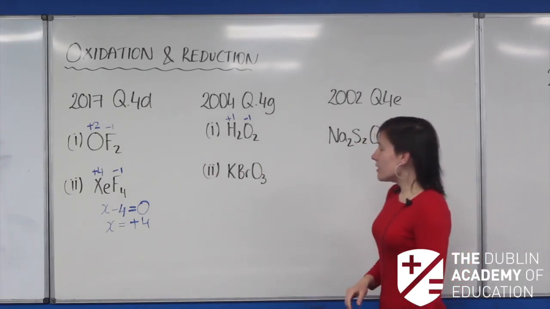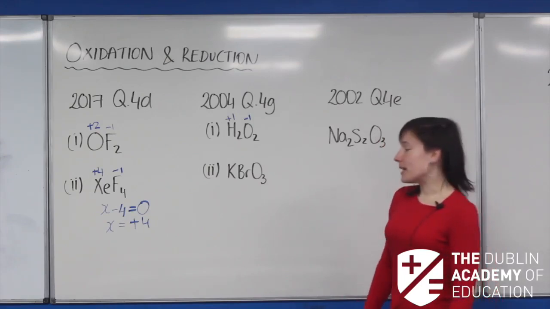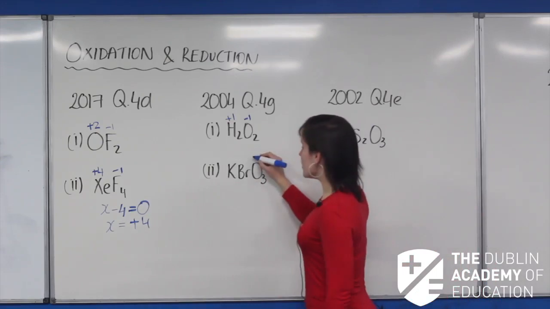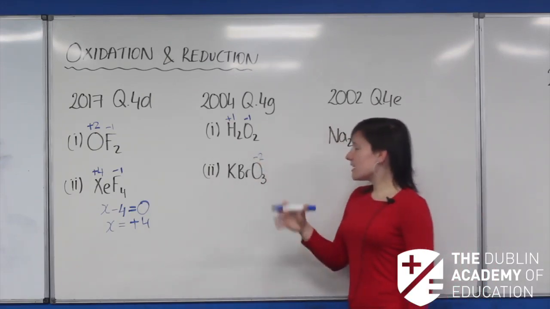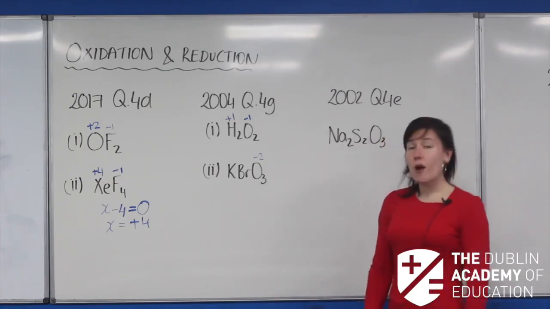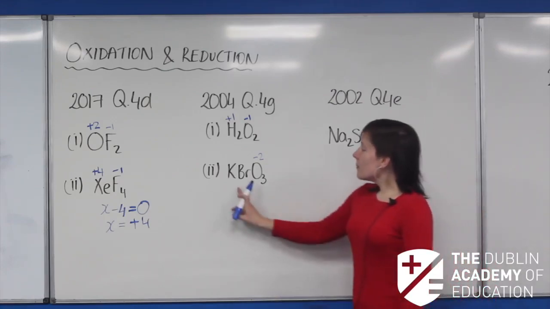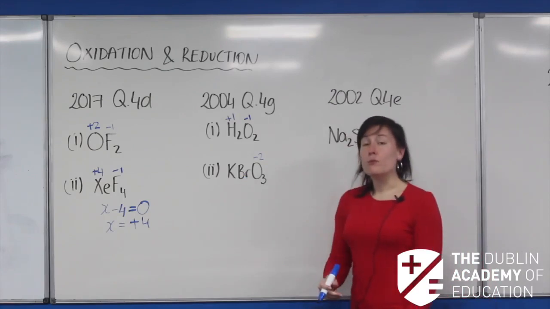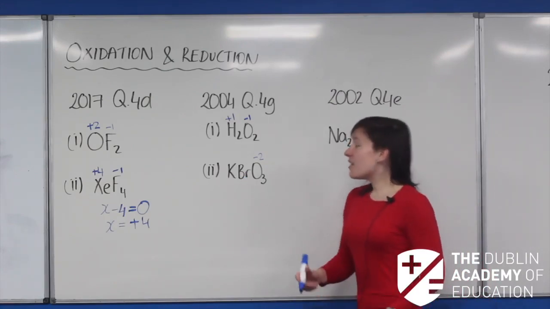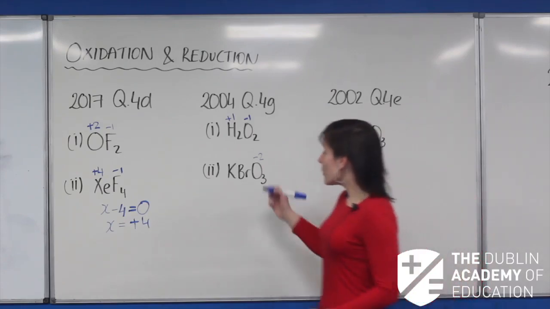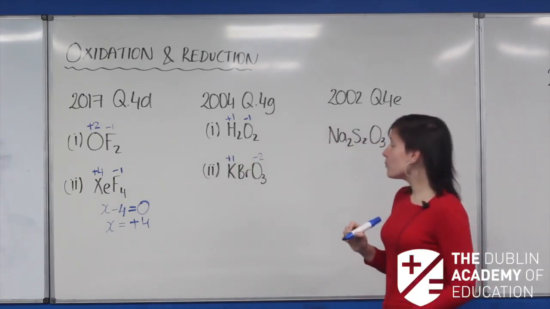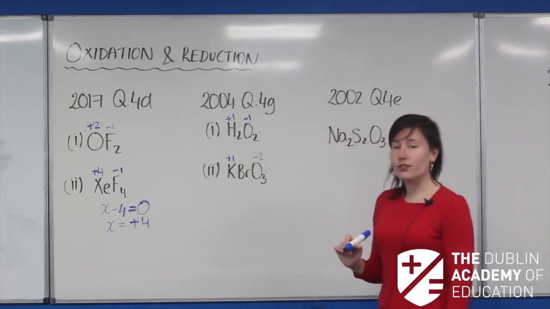On to number 2 here, KBrO3. Now, we have oxygen here, which is minus 2. Neither of the exceptions of oxygen apply in this particular case, so we have a minus 2 oxidation number for oxygen. Potassium then. Potassium is in group 1 of the periodic table. It likes to lose 1 electron. Therefore, its oxidation number, when it's in a compound, is plus 1. So plus 1, and then we have the minus 2 for the oxygen.